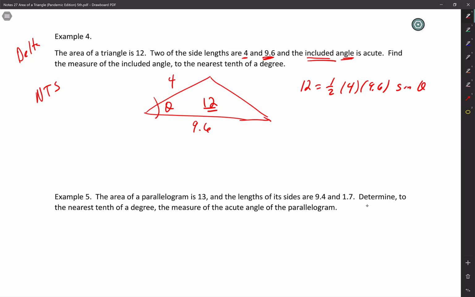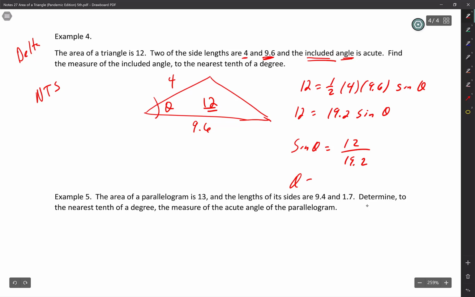All you're doing is solving for sine theta. So 12 equals half of 4 is 2. And then double the 9.6, 18, 19.2, sine theta. I'm trying not to use a calculator, guys. And then all I'm going to do now is get sine theta by itself. So sine theta is equal to 12 divided by 19.2. And then to get theta, you just do arc sine of 12 divided by 19.2.